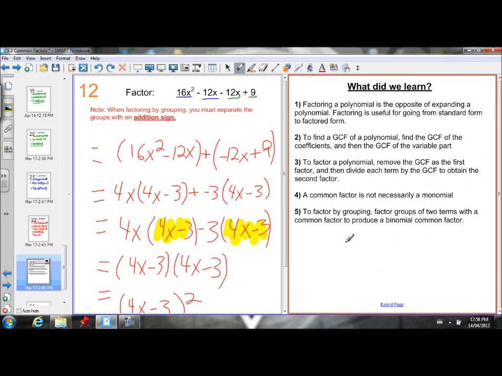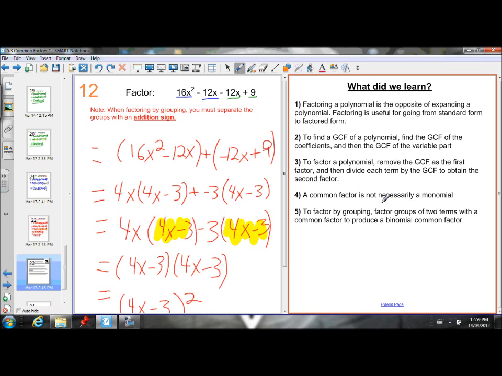Good. So that's all for what we're going to learn today. Just a quick review, we learned that factoring is the opposite of expanding. So factoring is the opposite of FOIL, and this is useful for going from standard form to factored form. To find the greatest common factor of a polynomial, we find the greatest common factor of the coefficient and the variable part and then combine them. To factor a polynomial, we remove the greatest common factor as the first factor and then divide each term by the greatest common factor to obtain the second.